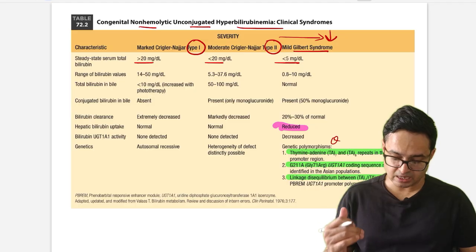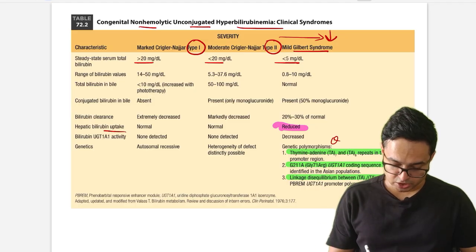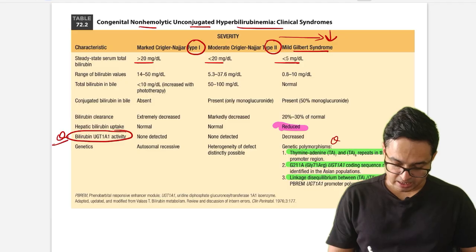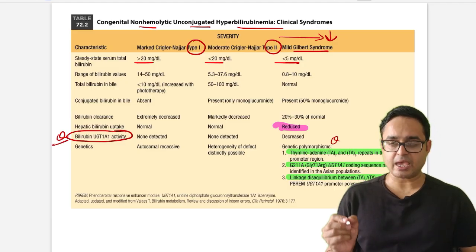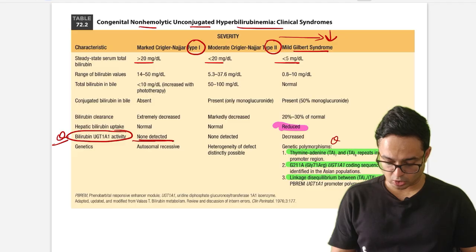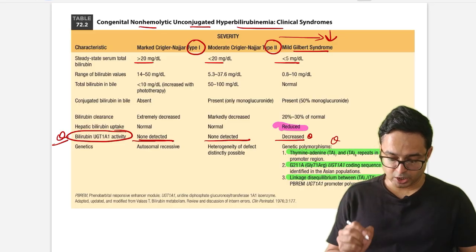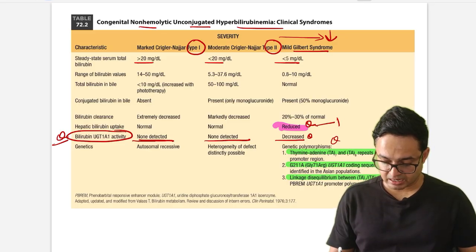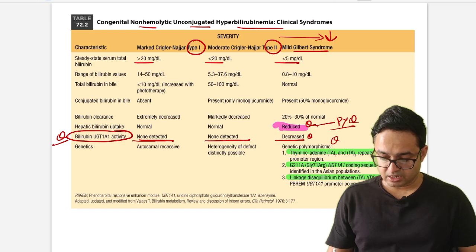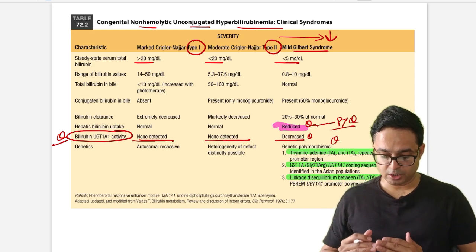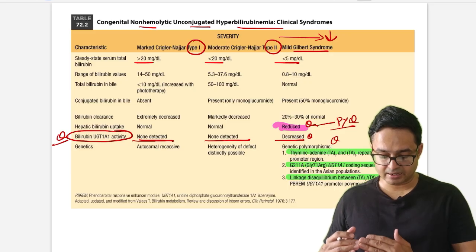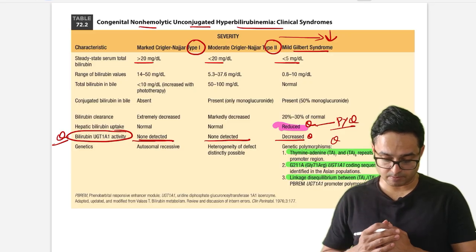What is the major mechanism behind this? Bilirubin UGT1A1 activity. In Crigler-Najjar syndrome type 1, which is actually a lethal condition, this enzyme activity is not detected. In type 2, it is moderate, and in mild Gilbert syndrome, it is decreased. Hepatic bilirubin uptake is reduced in Gilbert syndrome, PYQ: in which condition is hepatic bilirubin uptake decreased? Mild Gilbert syndrome, again very much important.